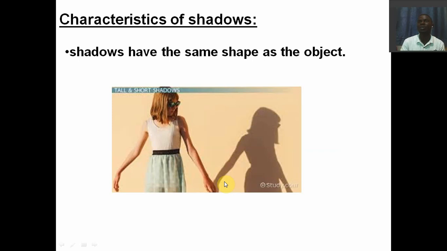Let's go on and look at characteristics of shadows. One of the characteristics of shadows is here: shadows have the same shape as the object. Just take an example of this picture of this woman here. This is her shadow, but you can see that the image of this shadow looks like the woman herself. So shadows have the same shape as the real object.